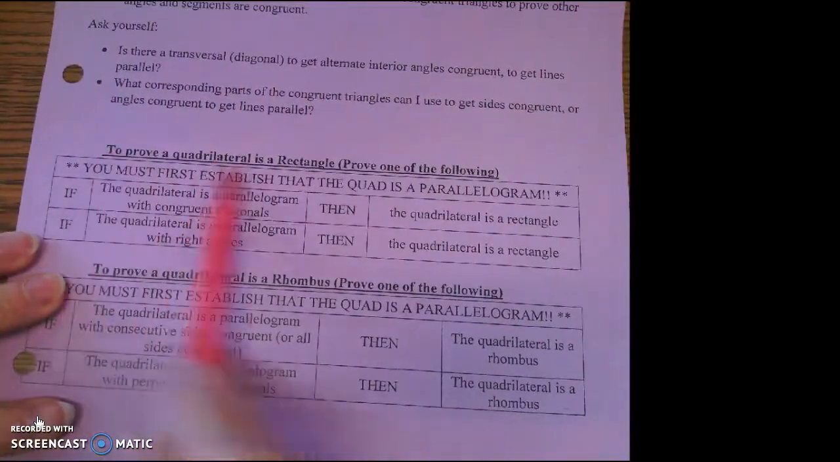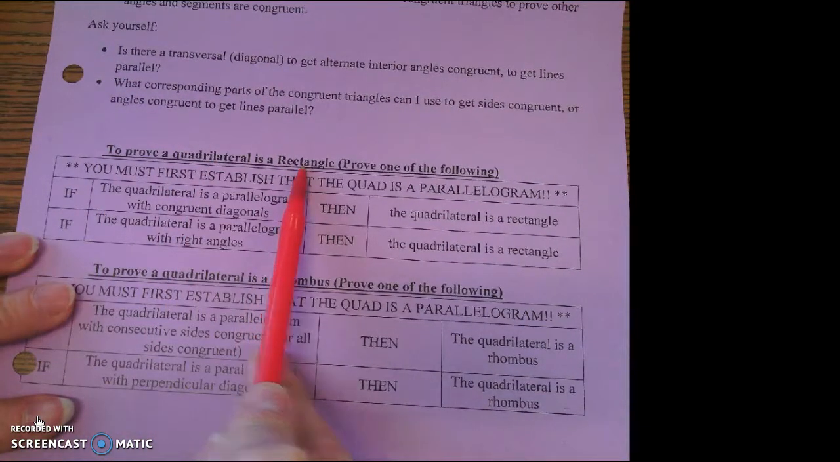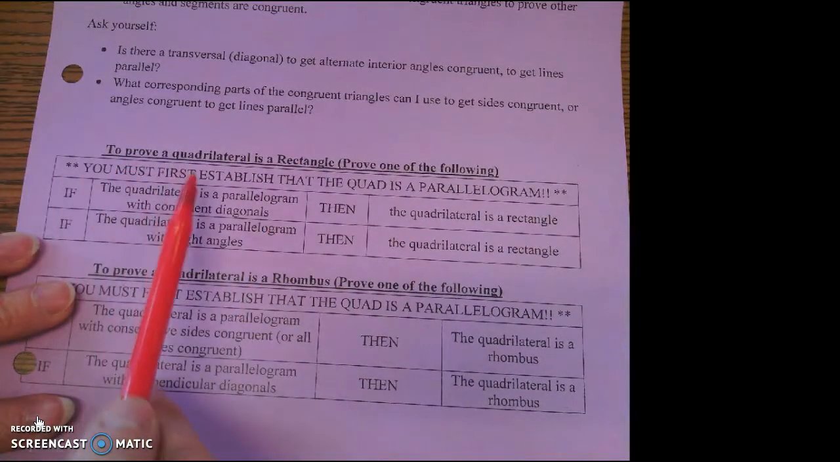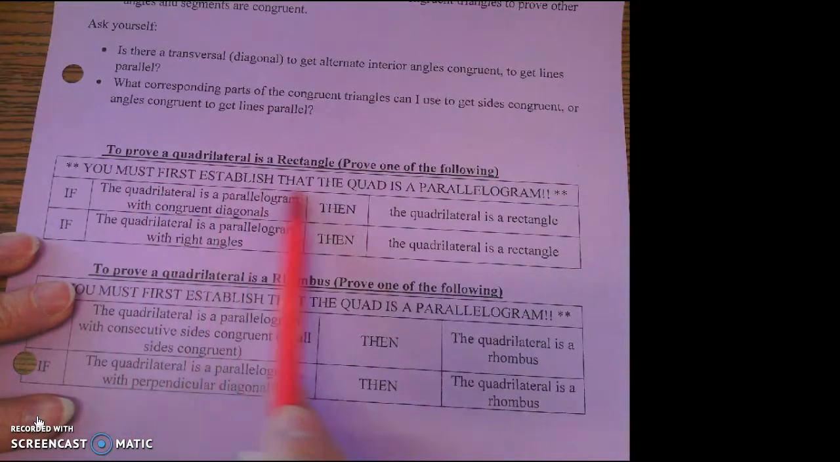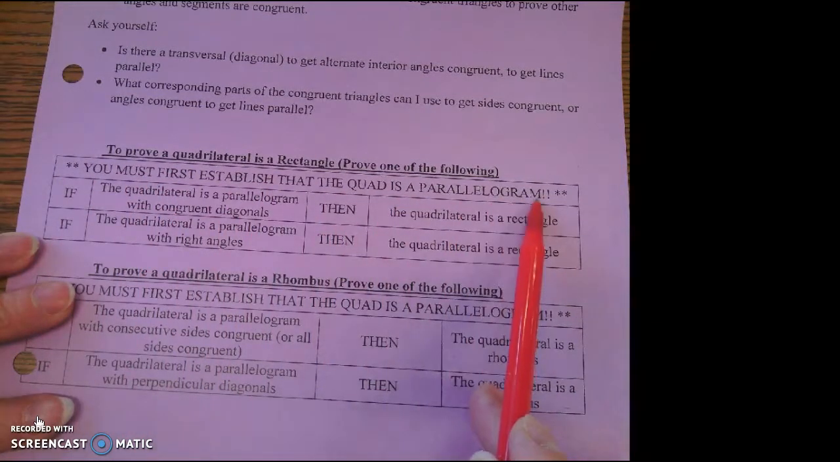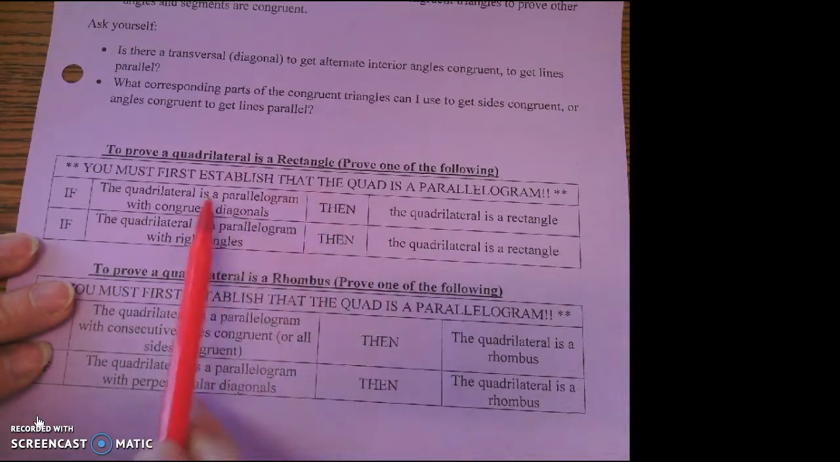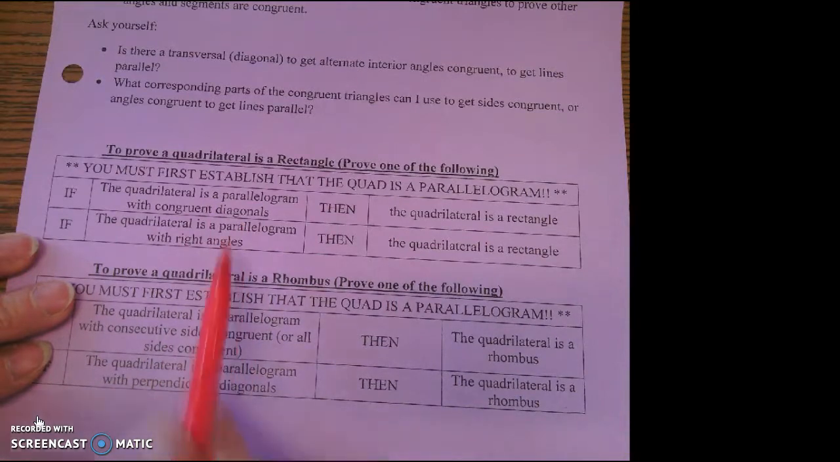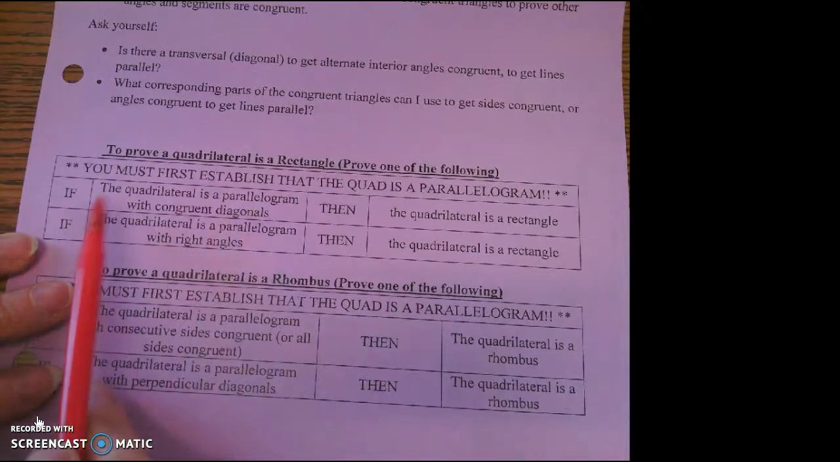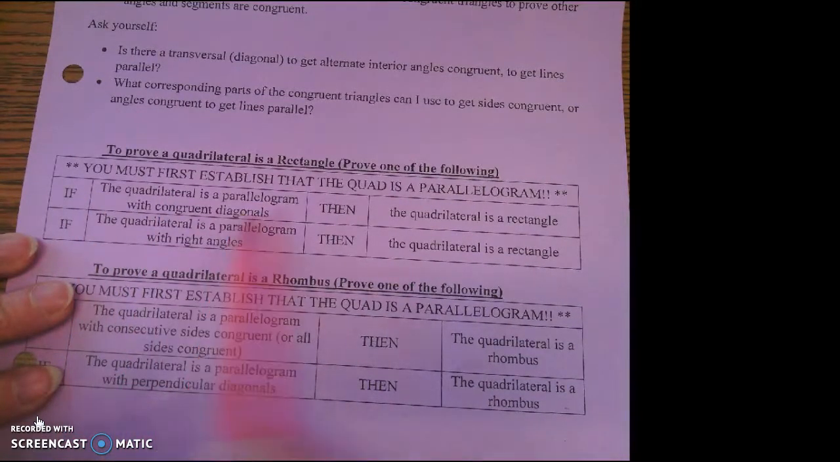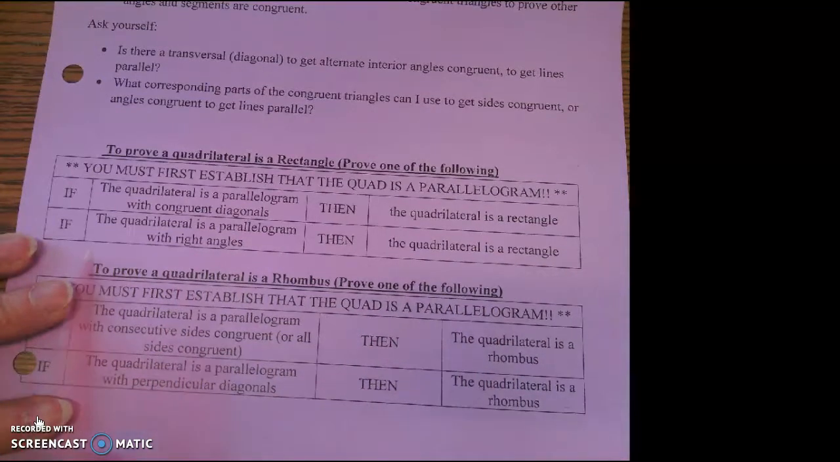To prove a quadrilateral is a rectangle, prove one of the following. Rectangles are first and foremost parallelograms, so you must first establish that the quadrilateral is a parallelogram. So you got to do a proof like what we just did. Then you need to be on the lookout for one extra property that a rectangle has. If you have a parallelogram with congruent diagonals, it makes it be a rectangle. Or if you have a parallelogram with right angles, it forces it to be a rectangle.